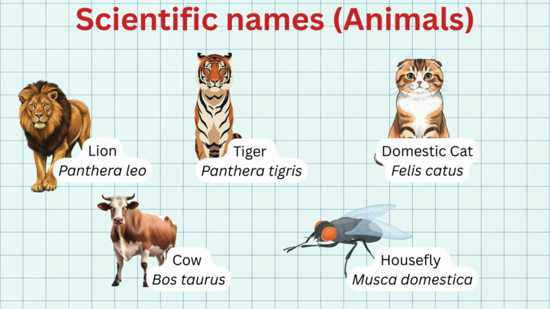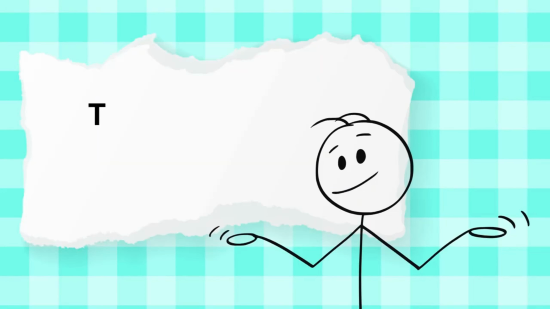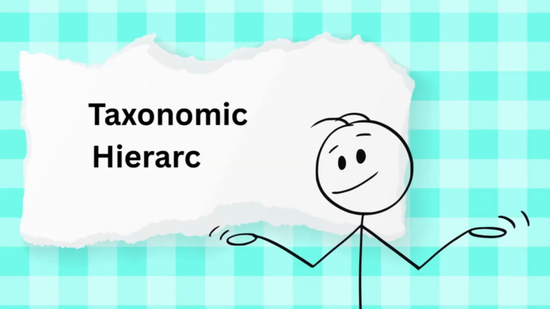Here you can see some animals along with the binomial names. And on this slide, you can see the scientific names of different plants. Before concluding the video, let's discuss biological classification and see some of the examples.